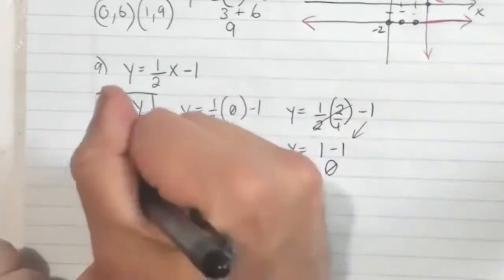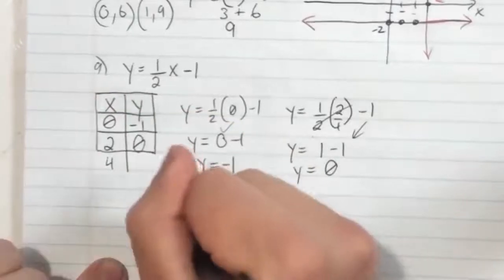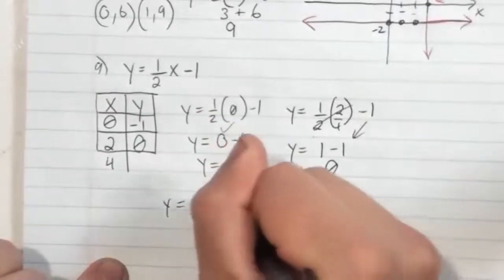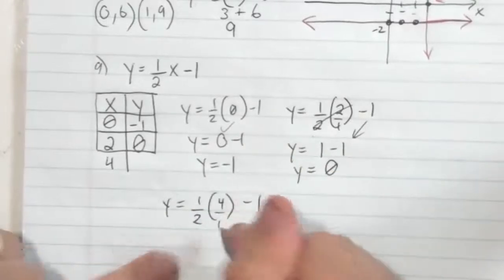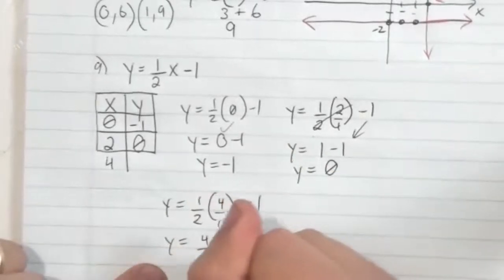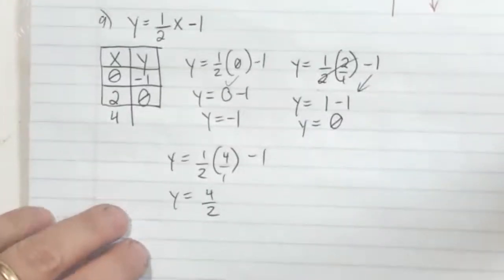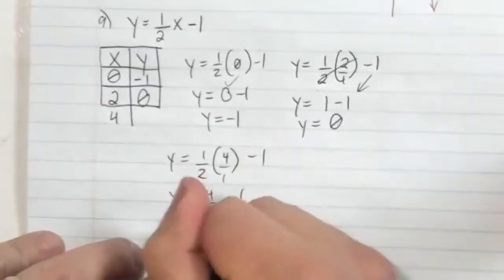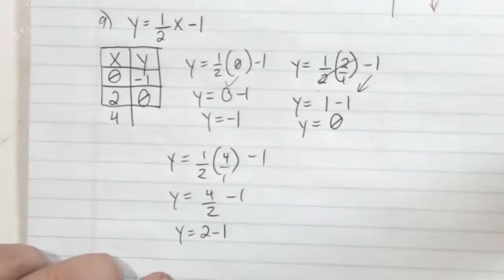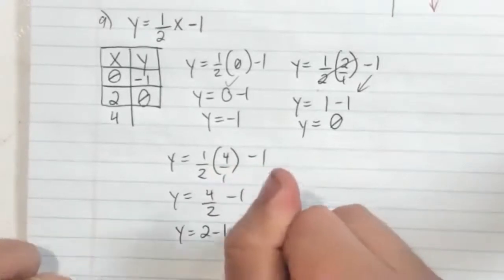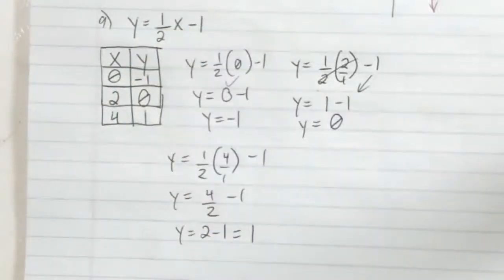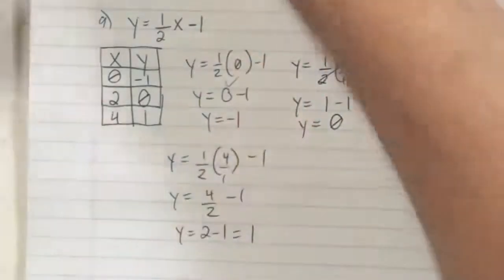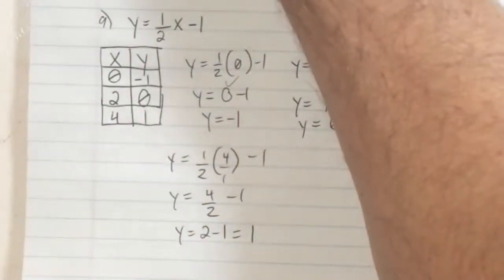So if you're using a fraction, use multiples of that fraction. If I wanted to use 4, this would be like 4 over 2. What's 4 divided by 2 give me? 2, right? So 2 take away 1 then would give me 1. So for this example, I got 3 points. I only need 2, but I'll just double check that 4, 1. Make sure it's in the right place.